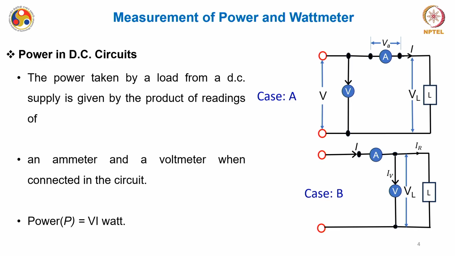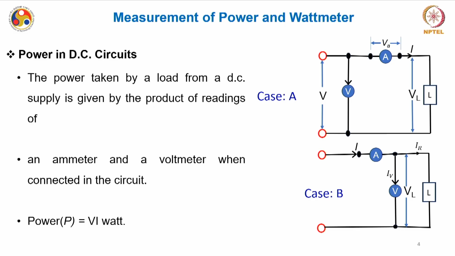Okay. So the power taken by a load from a DC supply is given by the product of the reading of, say, an ammeter and a voltmeter when connected. So for the understanding of this, we have to recall the voltmeter ammeter methodology that we have recently studied. Okay. So these were the two conditions that we have seen.